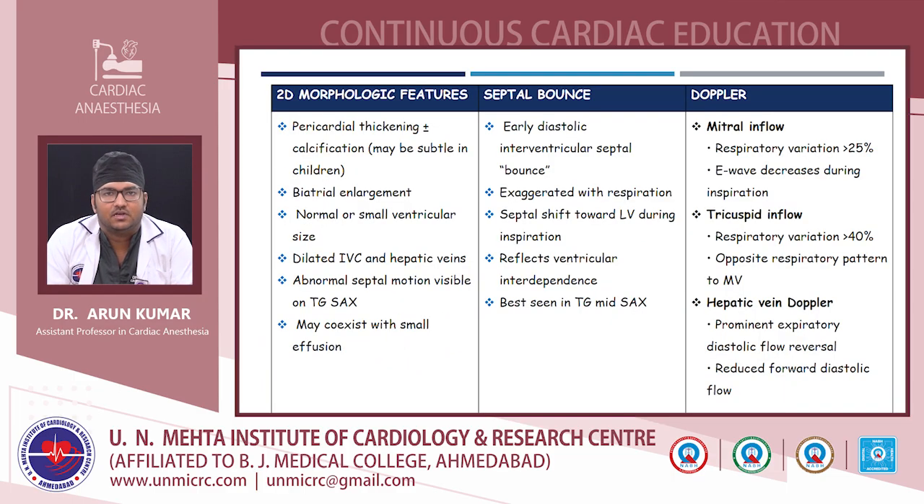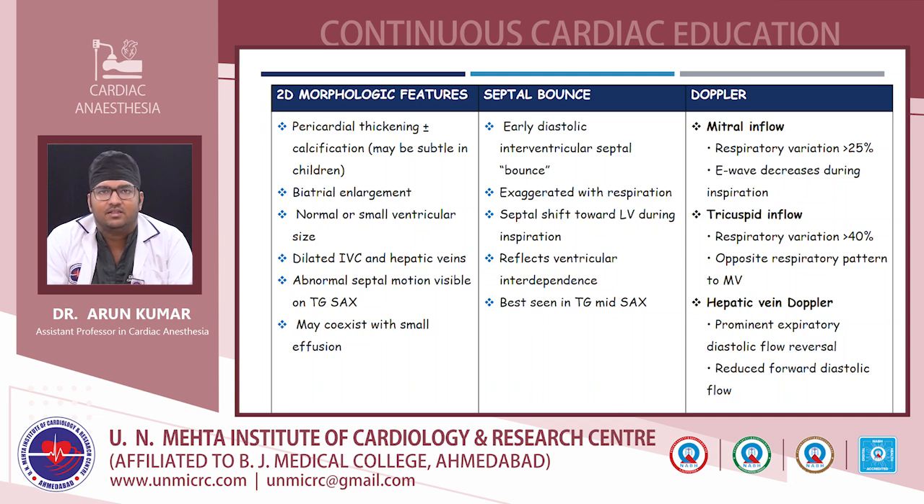2D morphologic features of constrictive pericarditis include pericardial thickening, and calcification may be subtle in children but can be seen. Biatrial enlargement can be seen, with normal or small ventricular size, dilated IVC and hepatic veins, and abnormal septal motion visible in the transgastric short axis view. It can also coexist with a small pericardial effusion. The septal shift towards the LV during inspiration can produce a septal bounce, which can be exaggerated with respiration and reflects ventricular interdependence. It is best seen in the transgastric mid short axis view.